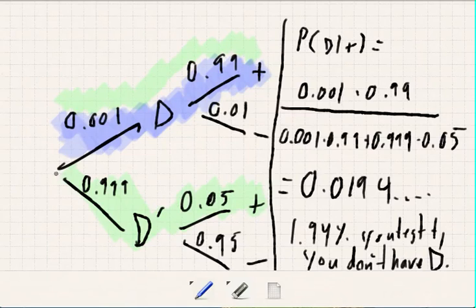And that's because most people don't have the disease, and the error rate of people who don't have the disease testing positive is fairly high. 5% of the people who don't have the disease do test positive. So most people who test positive are coming from the non-disease part.